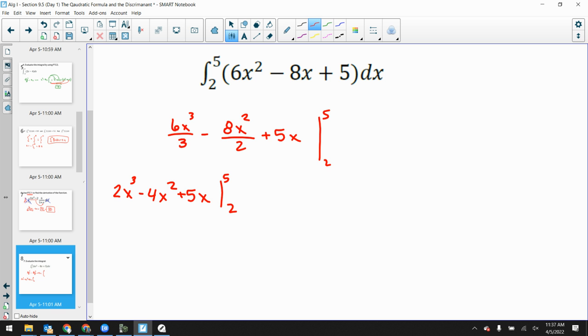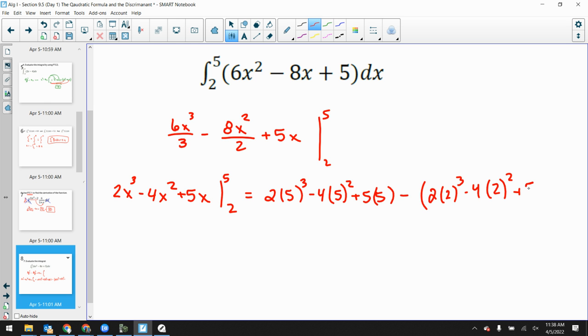Okay, this is F of b minus F of a. We'll plug in 5 and subtract away plugging in 2. Plugging in 5: 2 times 5 cubed minus 4 times 5 squared plus 5 times 5, minus the entire chunk of plugging in 2: 2 times 2 to the third minus 4 times 2 squared plus 5 times 2. F of b minus F of a. When I say F, I'm talking about capital F, the antiderivative.